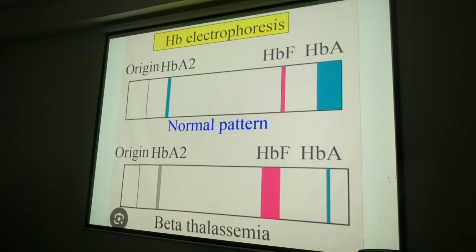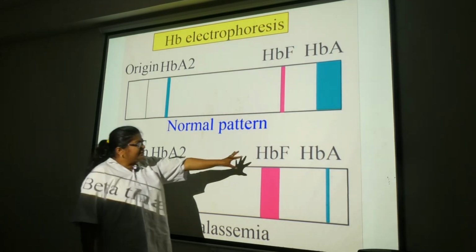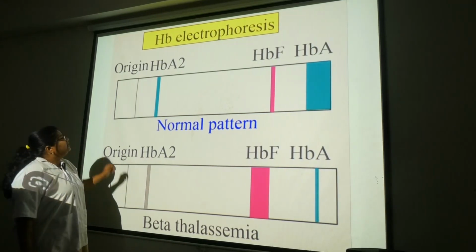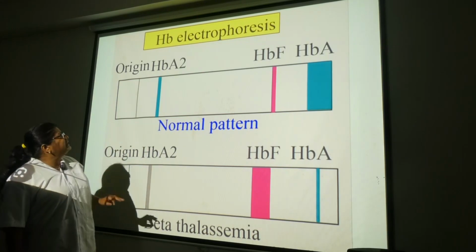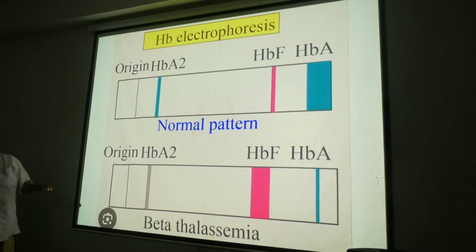This is another picture, beta thalassemia patients. Here, in the case of a beta thalassemia patient, the hemoglobin F band is more and there is a little bit of HbA. In the case of the normal pattern, HbA is more, fetal hemoglobin is very low, and A2 is also low.